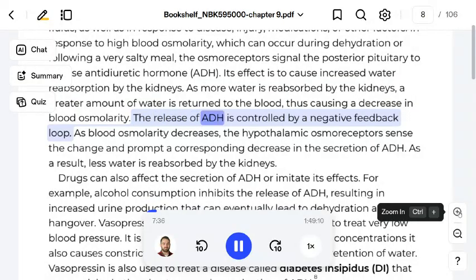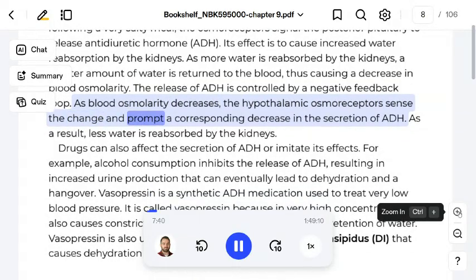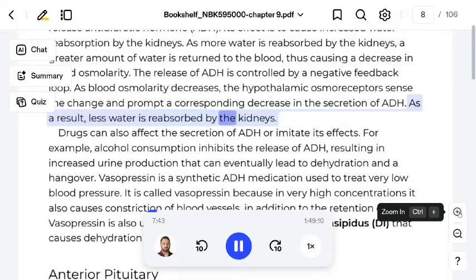The release of ADH is controlled by a negative feedback loop. As blood osmolarity decreases, the hypothalamic osmoreceptors sense the change and prompt a corresponding decrease in the secretion of ADH. As a result, less water is reabsorbed by the kidneys.